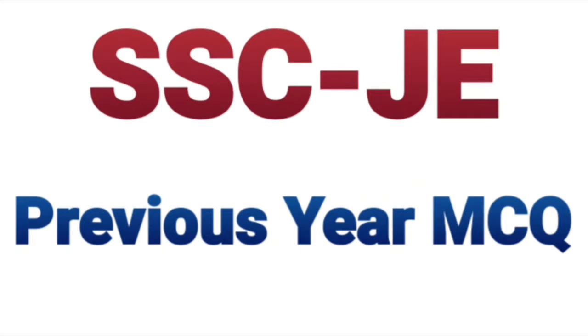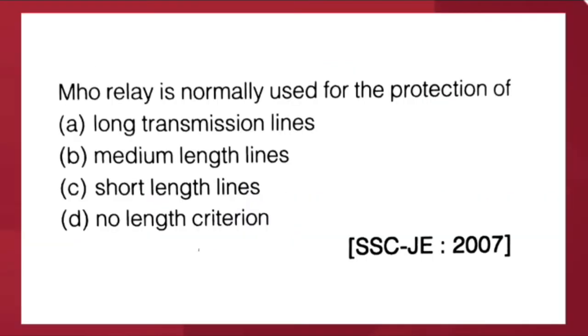So let's get started. The first question is: Mho relay is normally used for the protection of, and options are long transmission line, medium length line, short length line and no length criteria. The answer will be option A, long transmission line. Mho relay or admittance relay is used for the protection of long transmission line.